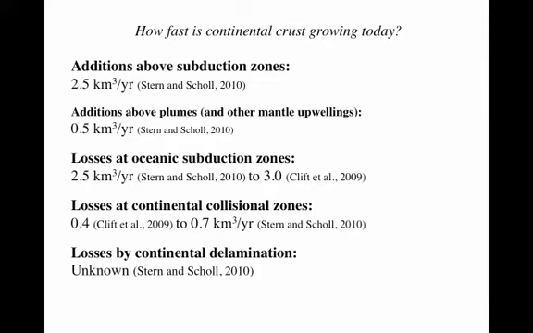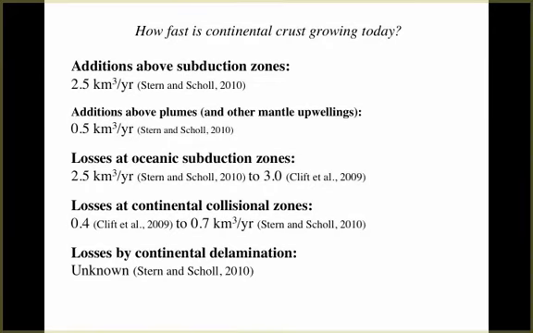We have additions above subduction zones on the order of 2.5 cubic kilometers per year. To a smaller degree, additions above plumes and other mantle upwellings. But we also have losses at subduction zones, whether they're oceanic or continental subduction zones. And we have losses from the continental crust by delaminating the lower crust. That is where you have a mountain belt with a deep crustal root.